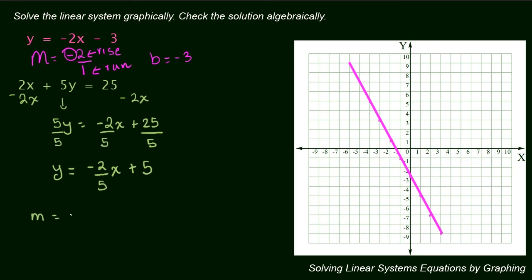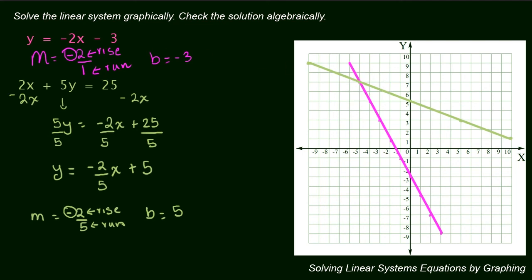So my slope is a negative 2 over 5. Again, rise of 2, run of 5. There's my negative slope, and I'm going to start my graph at y equals positive 5, which is right over there. Since this is a negative slope, I'm going to go down 2 over 5, 1, 2, 3, 4, 5, down 2 over 5. I'm going to continue the pattern and go up 2 over 5, 1, 2, 3, 4, 5, up 2 over 5, and just connect the dots. And there's my graph of 2x plus 5y equals 25.